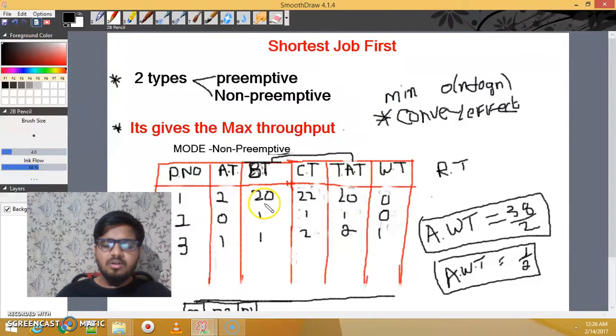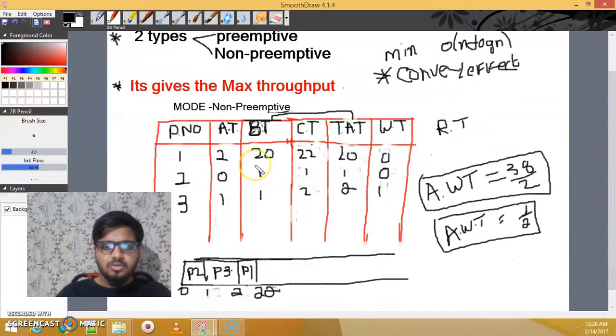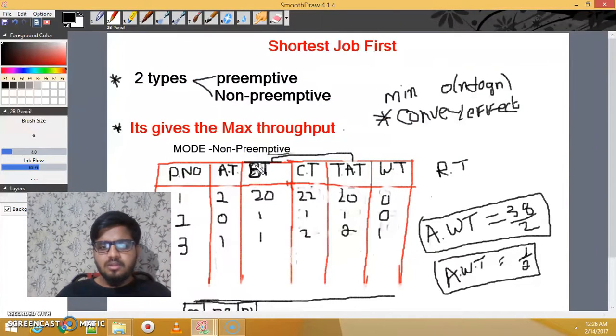One major drawback of shortest job first is that we can't implement it practically, because we don't know the burst time beforehand. So how will we execute this? Theoretically it is okay, but it is not practical, because we don't know the burst time beforehand. Even with some analysis of how much time a process took before, that is not going to work and is not going to be used.